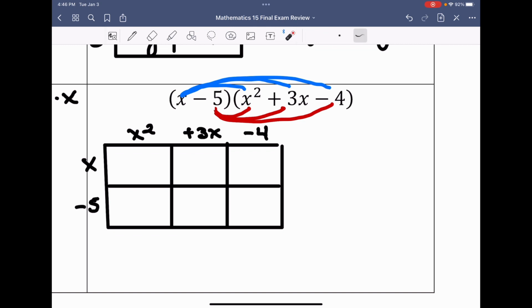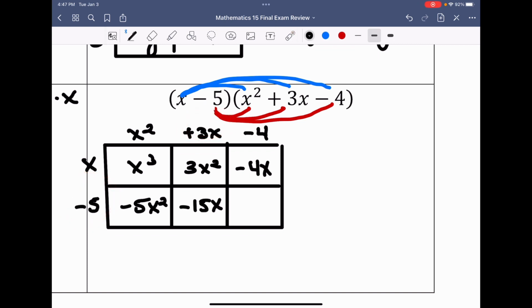Okay, if we multiply this through, we're going to get x times x squared, which is x cubed. We then go x times 3x, which is going to give us 3x squared. And then -4 times x is going to give us -4x. I then move on to the bottom row. We have -5 times x squared, which gives us -5x squared. I then multiply 3x by -5, that's going to give me -15x. And then lastly, -4 times -5 is going to give me +20.